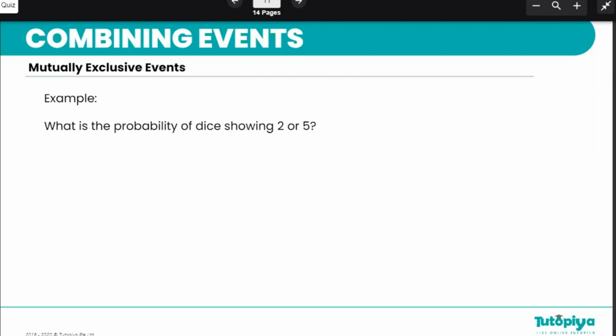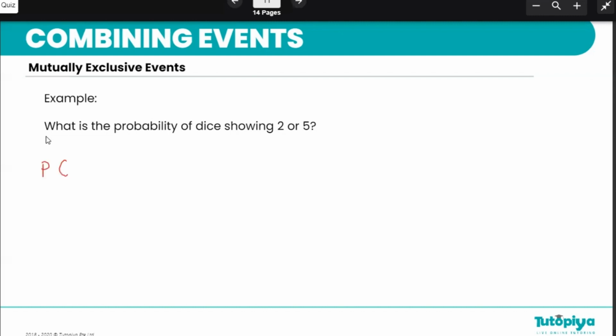So let's look at an example consisting of mutually exclusive events. So here this question is asking us, what is the probability of a dice showing a 2 or a 5? I know that obtaining a 2 or 5 are mutually exclusive events because on a dice I can either obtain a 2 or I can obtain a 5, but I cannot obtain both together. So when I want to find the probability of the dice showing a 2 or a 5, we can use the formula that we just looked at.